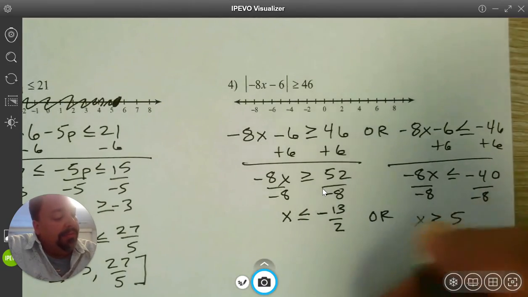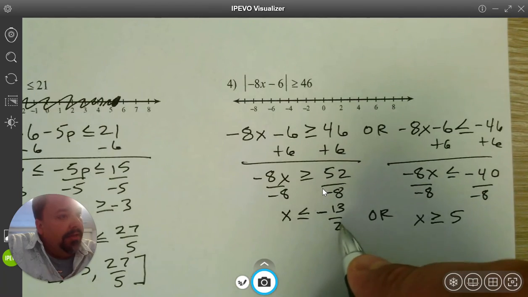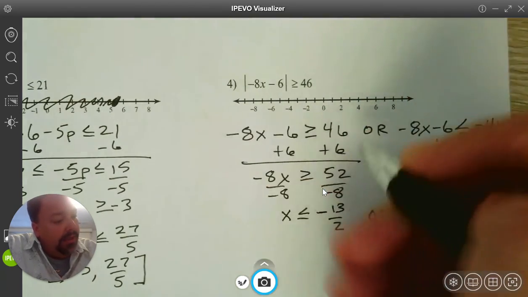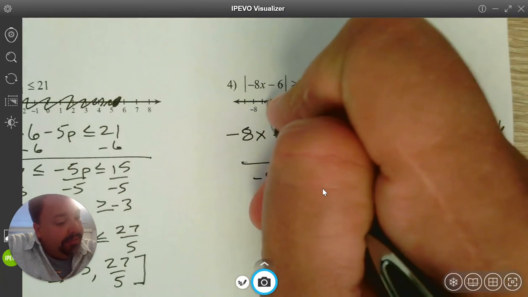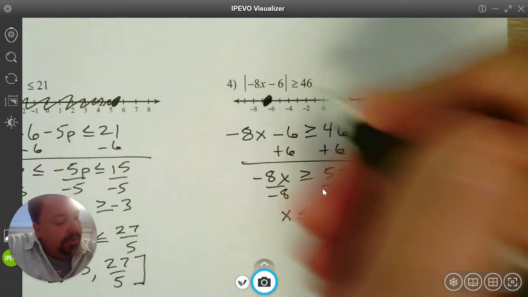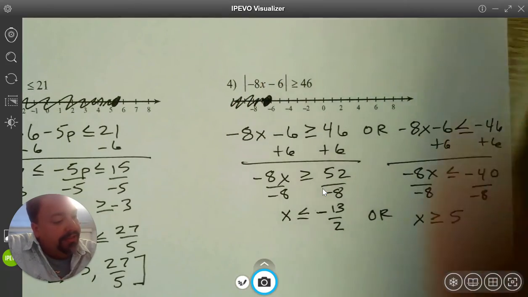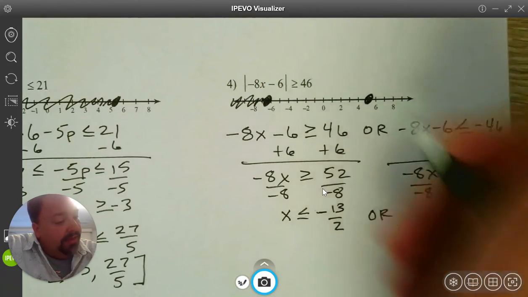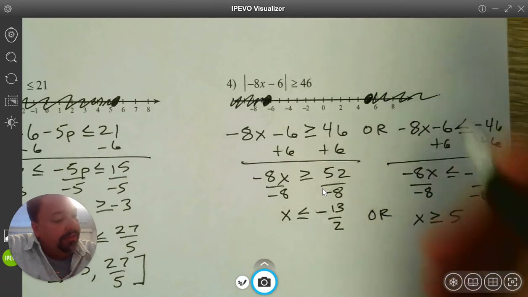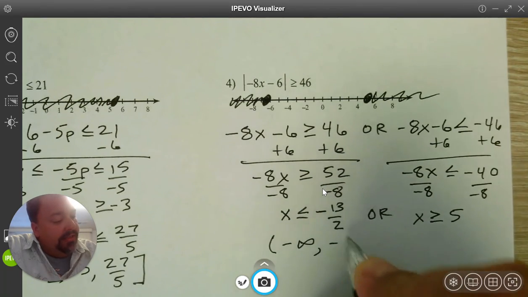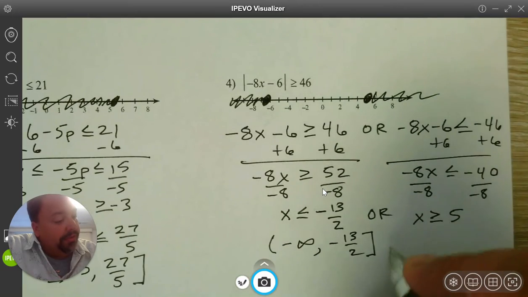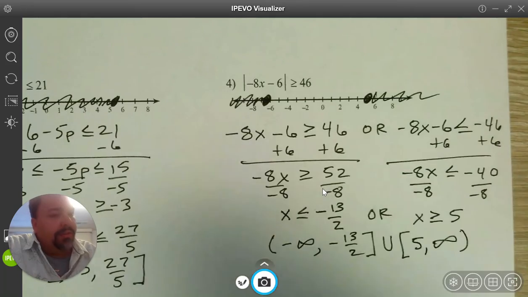And this is an or statement. And we go up above. Negative 13 halves would be negative 6.5. So it's going to be right there. It's going to be a closed circle. And we would shade to the left because it's less. And 5 would be right there. And we would shade to the right. And again, we could write this as an interval, negative infinity to negative 13 halves with a bracket because it's equal, because it's a closed circle. Union, bracket, picking up at 5, going all the way to the right.